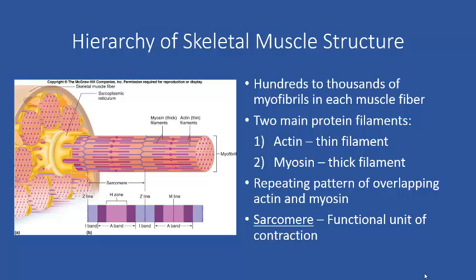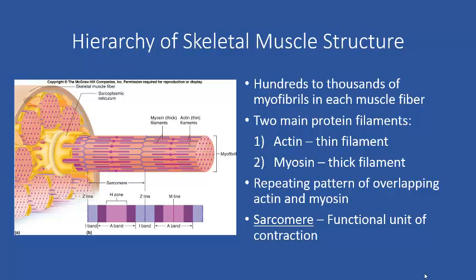And one of the myofibrils has been pulled out of the muscle cell so that the structure of the myofibril is evident. What you're going to see in muscle fibers is hundreds to thousands of these myofibrils. And remember that myofibrils are, in essence, bundles of protein filaments. The two main protein filaments in a myofibril are actin, which is often referred to as the thin filament, and myosin, which is often referred to as the thick filament.